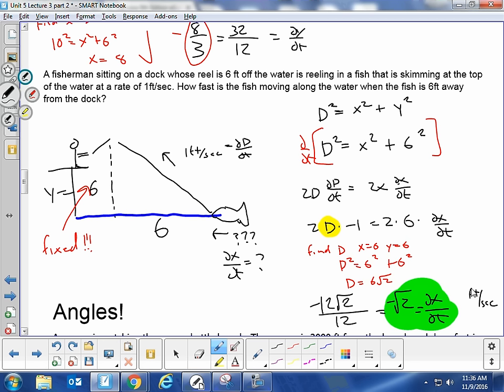d ends up being 6 root 2 if you know your 45-45-90 triangles. Root 2 over 2, root 2 over 2, 1. You just multiply the length by root 2, and you get 1. You multiply this length by root 2, and you get your hypotenuse. Then solving for dx dt, you end up with a negative value, which means the fish is getting closer to you. And that's the rate at which it's moving along the top of the water. Okay? Good. Moving on.